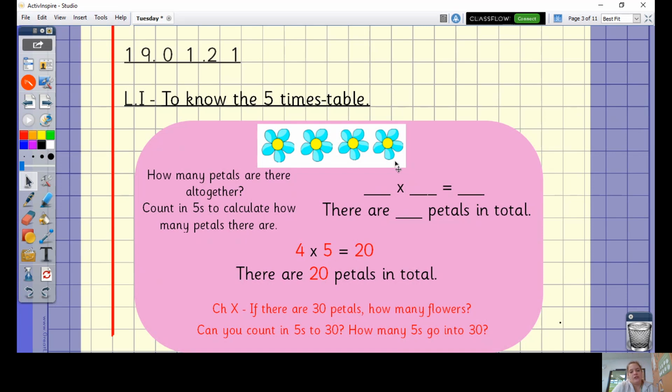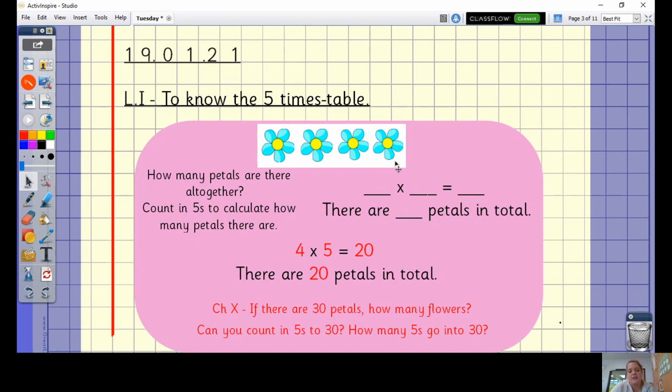Now, as a challenge, this is another really quite tricky thing to think about. So if there are 30 petals, how many flowers are there? So thinking about now, we've been given the answer. So the answer is 30. How many flowers are there? So the way we need to do this is we need to count up in 5s until we get to 30 and see how many groups of 5 there are in 30. So how many 5s go into 30? Pause the video here and just have a little go at that challenge for me.